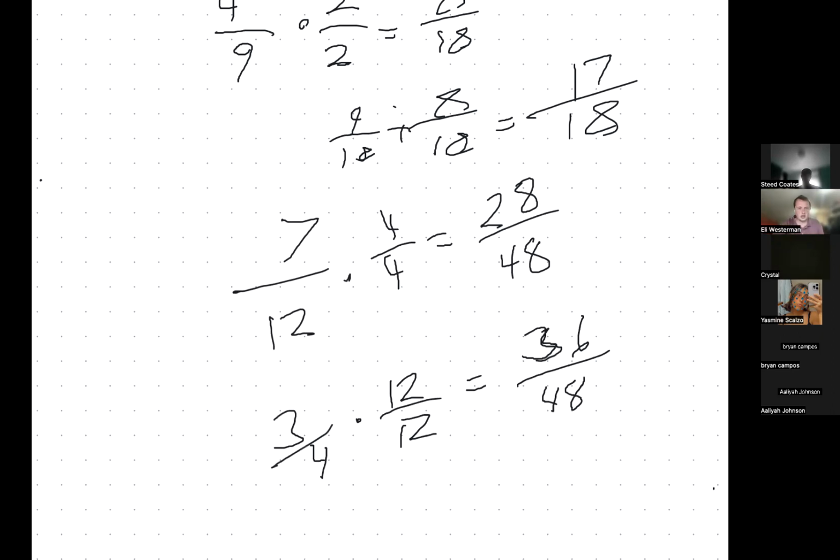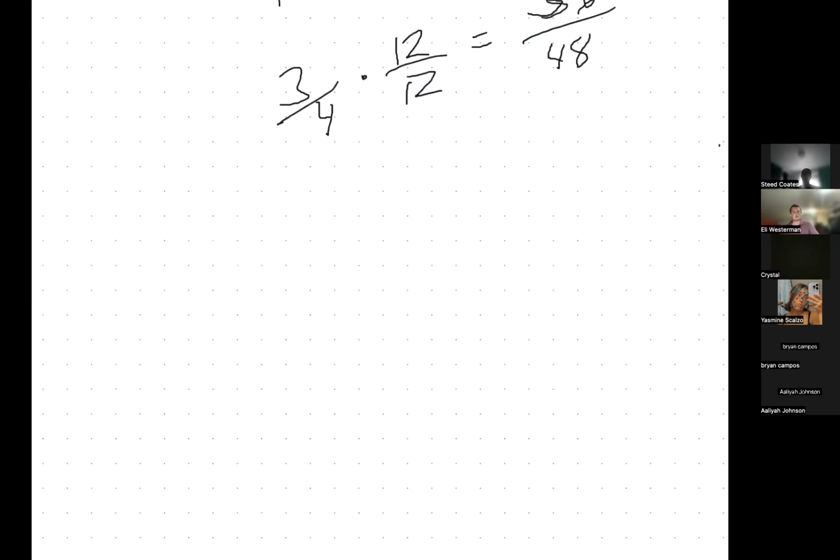Now, why don't you all try this one? And for this one, I want you to put your answer in the chat when you get it. 3/16 and 1/2.